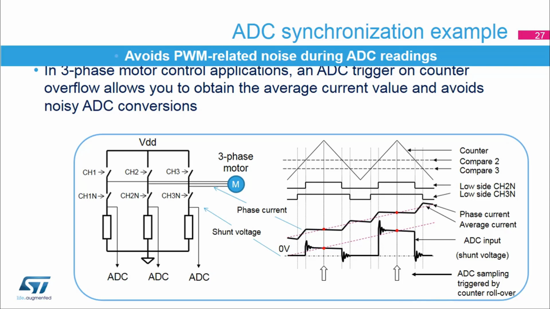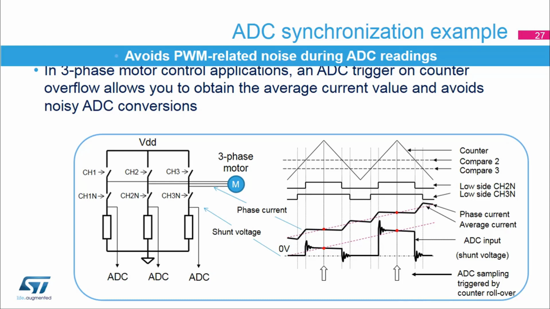Shown here on the left is a 3-phase motor inverter. The 6 switches are controlled by 3 complementary PWM pairs with dead time inserted, while the current in the motor windings is measured using shunt resistors placed in the 3 half-bridges bottom side. The right side shows the timer's counter, compare 1 and compare 2 values, and corresponding PWM outputs for the low side switches controlled by CH1N and CH2N.